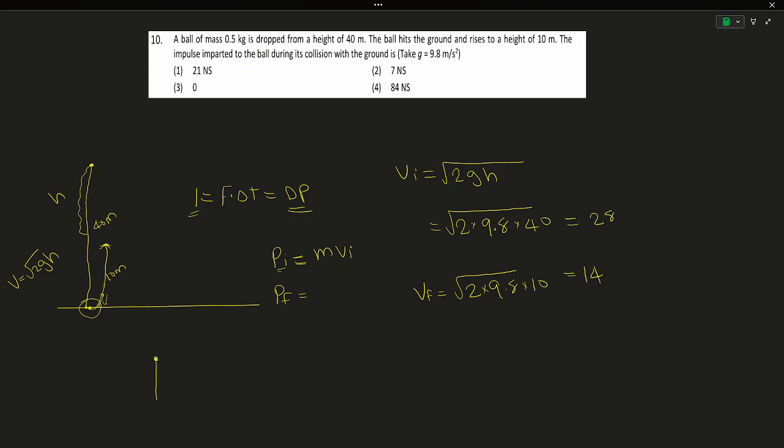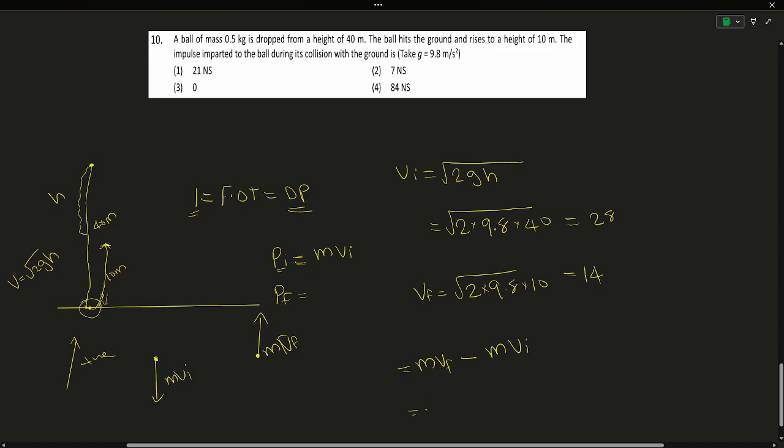So the initial momentum is downward, and its value will be mvi, with mass 0.5. The final momentum is in the upward direction, and that will be mvf. So one will be positive and one will be negative. Let's take the upward direction as positive, so final momentum is positive and initial momentum is negative. So it is mvf minus mvi.